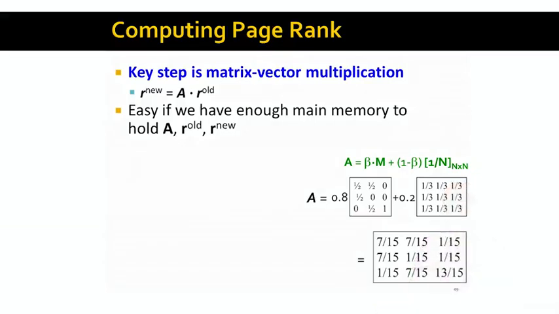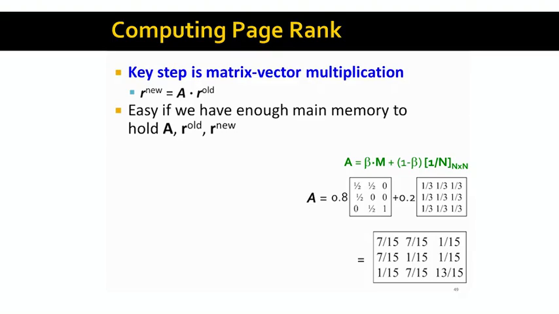So let's look at what we know so far. What we know so far is that the key step in computing PageRank is this vector matrix multiplication, where we compute the new vector R by taking the matrix M and multiplying it with the old vector R. This is very easy to do if we have enough main memory in the machine to store both A, the old version of R, and the new version of R. Now, let's look at the structure of matrix A, and we will notice one thing that is kind of striking.